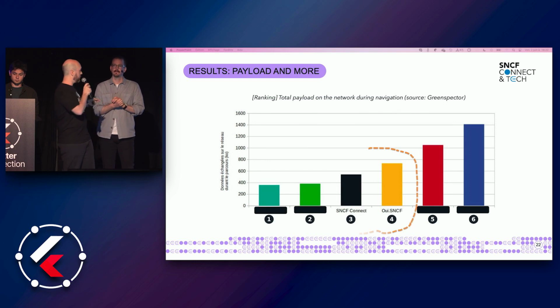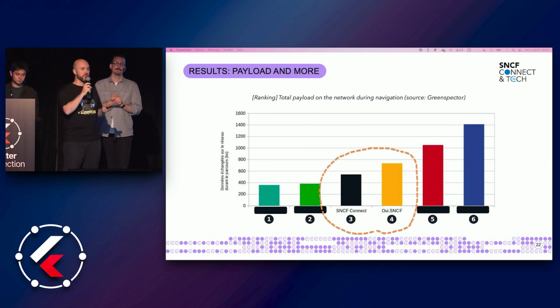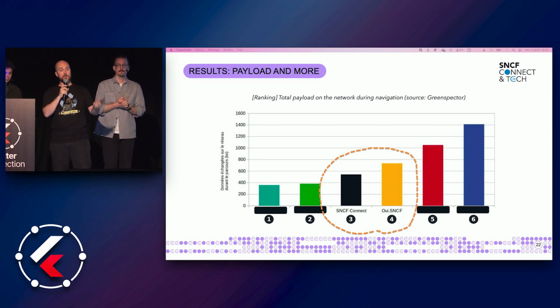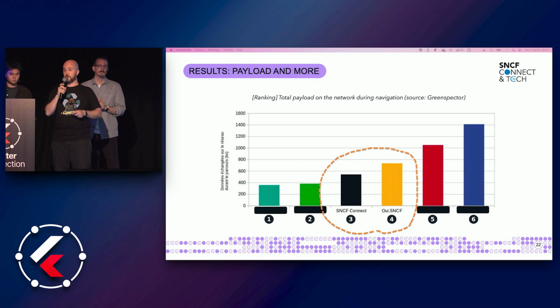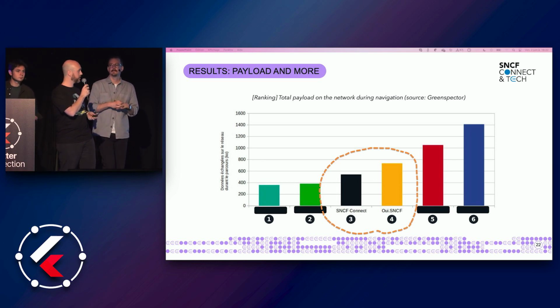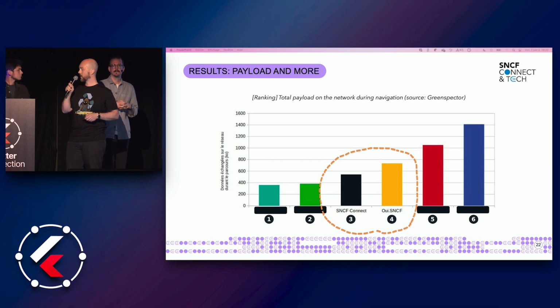With GreenSpector, which we've mentioned already, we could measure the result of this approach, this architecture, between our previous app in orange, and SNCF Connect, which has a backend for frontend server. And clearly, we have a smaller payload and less data on the network between the Flutter application and the server and the backend.